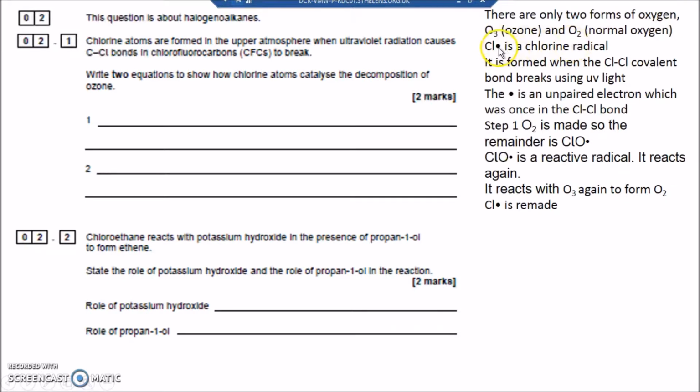That is its unbonded electron, the electron that was once in that covalent bond. But to all intents and purposes, it's a chlorine atom. If something's a Cl dot, then it's very reactive. And what actually happens is the Cl dot reacts with ozone.